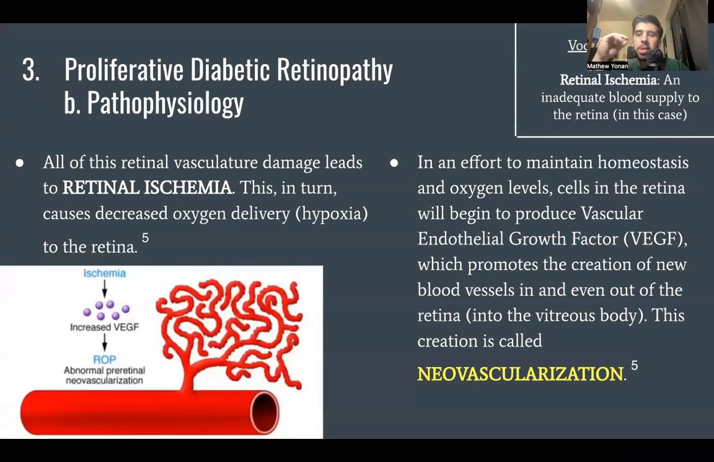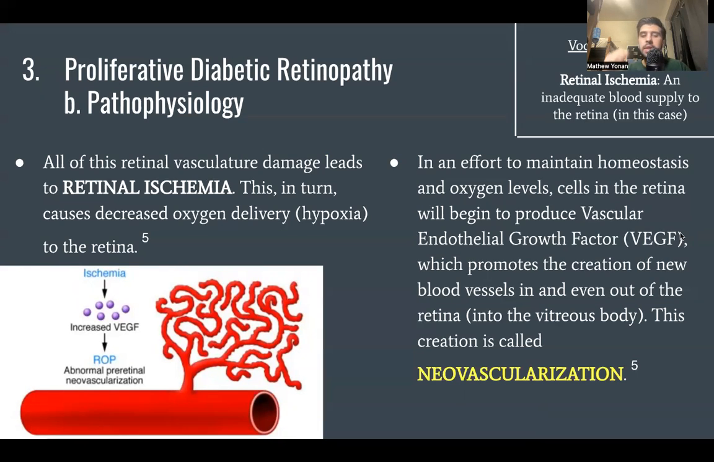So you have retinal hypoxia here, and in an effort to maintain homeostasis with oxygen levels, cells in the retina will begin to produce something called the vascular endothelial growth factor, or VEGF, okay? And this promotes the creation of new blood vessels in and even out of the retina into the vitreous body. Remember the vitreous humor, the clear gel inside the eye. And so this creation is called neovascularization.